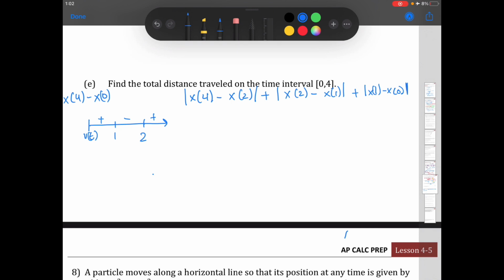So x of 4, if you substitute 4 into your original equation, is 28, minus x of 2, which is 0, plus 0 minus 1, plus 1 minus negative 4, which is 28 plus 1 plus 5, which is 34. So my total distance traveled is 34. There are no units given, but if they were, this would have been miles, meters, anything along those lines.